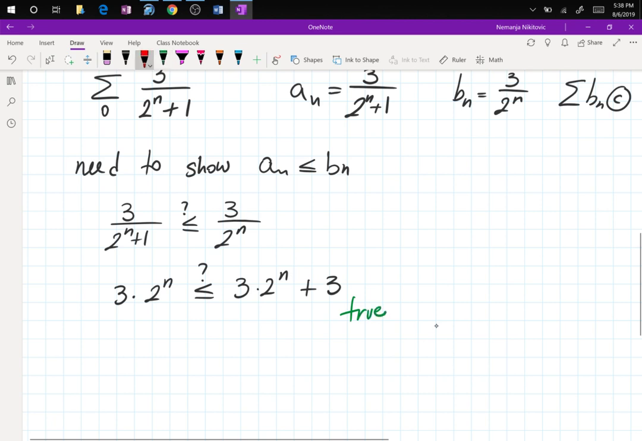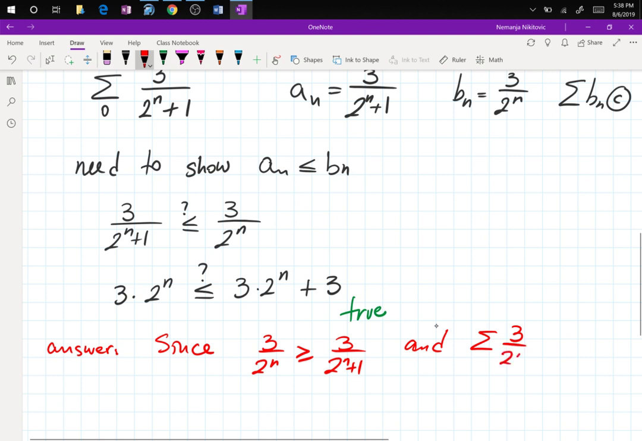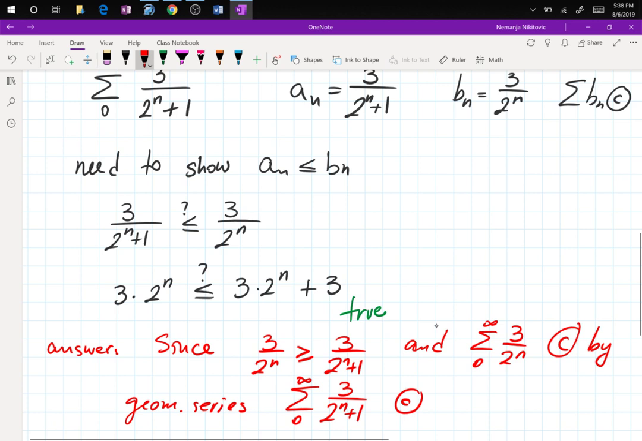And now we can provide an answer. Since 3 over 2 to the n is larger than 3 over 2 to the n plus 1, and summation 3 over 2 to the n, 0 to infinity, converges by geometric series, summation 3 over 2 to the n plus 1, 0 to infinity, converges by direct comparison.